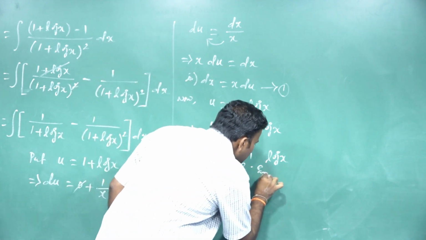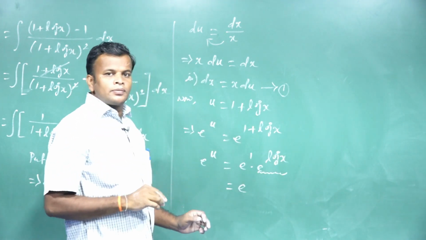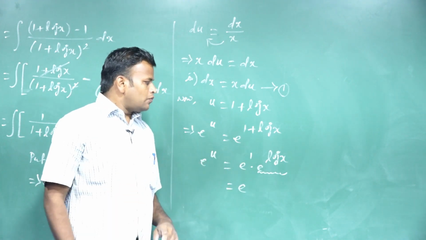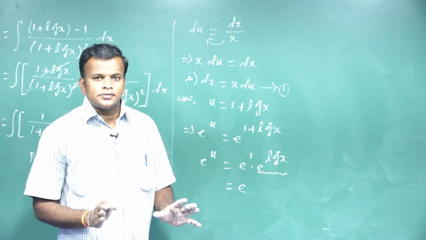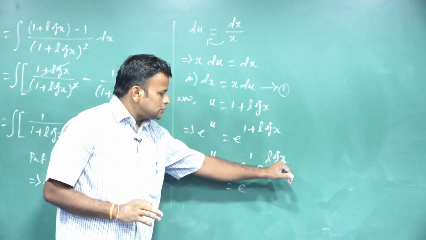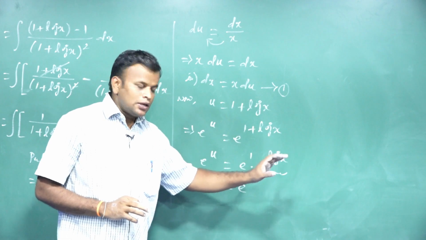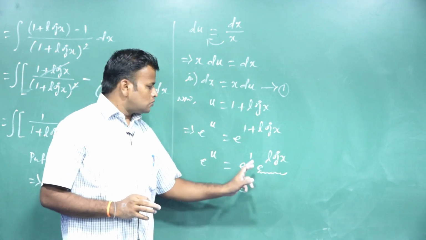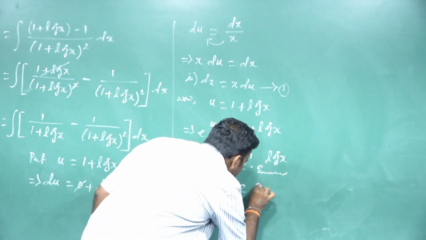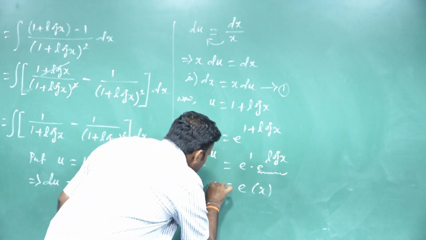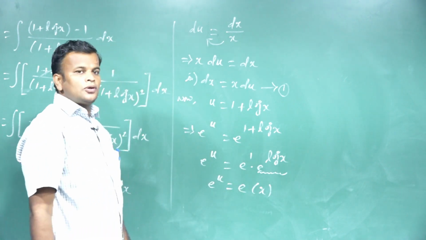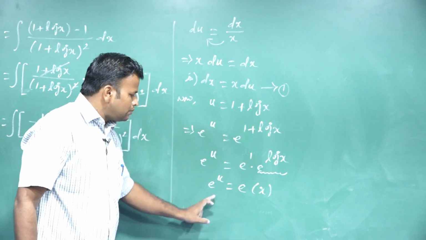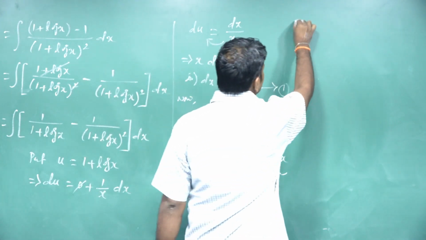What is the value of e power log x? In differentiation, we already told the formula: e power log x is just x. E power log y is y. So e power log, the neighbor term lies as it is. So e power log x is just x. So here e power u. We need the value of x alone. So in the denominator, e from the numerator goes to the other side as the denominator.